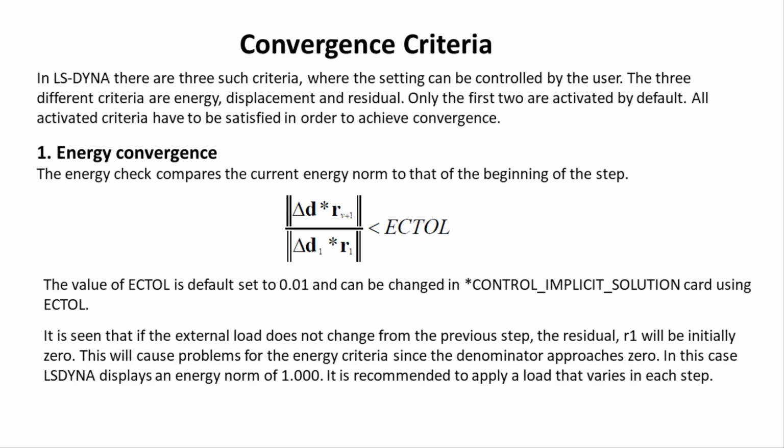The first convergence criterion is energy convergence. The energy check compares the current energy norm to that of the beginning of the step. The value of ectol is set to 0.01 by default and can be changed in the *CONTROL_IMPLICIT_SOLUTION card using ectol. It is seen that if the external load does not change from the previous step, the residual, R1, will be initially 0. This will cause problems for the energy criterion since the denominator approaches 0. In this case LS-DYNA displays an energy norm of 1.000. It is recommended to apply a load that varies in each step.